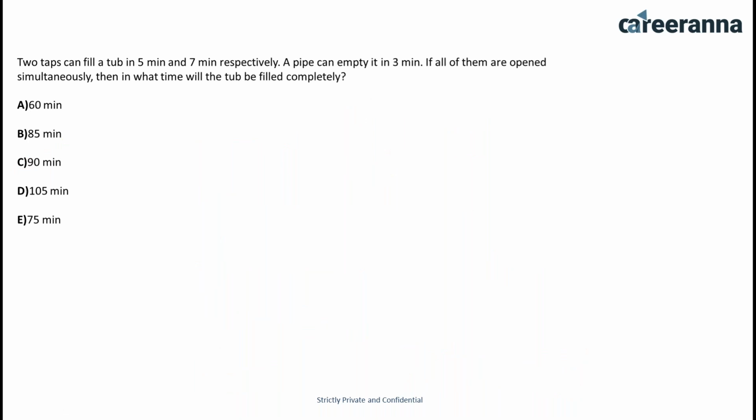Two taps can fill a tub in 5 minutes and 7 minutes respectively. A pipe can empty it in 3 minutes. If all of them are opened simultaneously, then in what time will the tub be filled completely? In this question, this is a question of pipes and cistern. Two taps are filling the cistern in 5 minutes and 7 minutes, and one pipe is emptying the cistern. While you are solving this, please make sure that you take emptying work as negative work. Only then will you be able to solve this. Please try to solve this, and then we are going to discuss it.